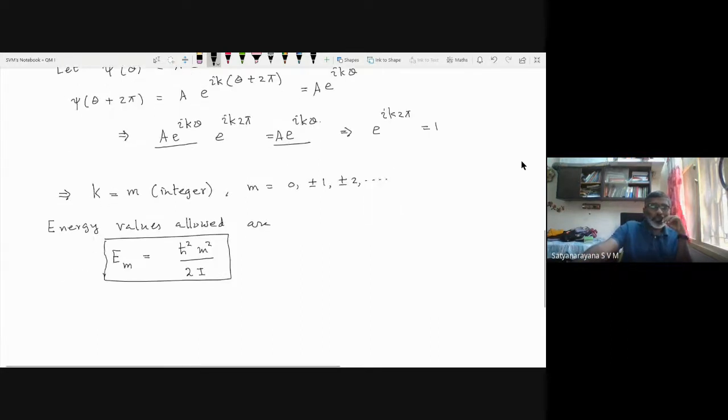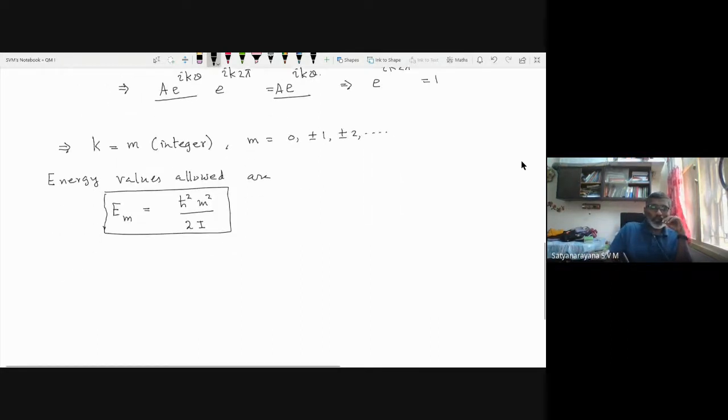Now our energy eigenfunction, psi of theta, is equal to some constant times e to the power i m theta. Now we have to get this constant A by normalization. So what is the normalization? Because the range is between 0 and 2 pi, we get A squared, integral 0 to 2 pi, e to the minus i m theta, that is the adjoint of this, times e to the i m theta d theta, has to be equal to 1.